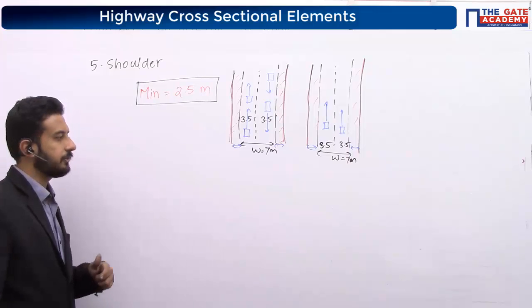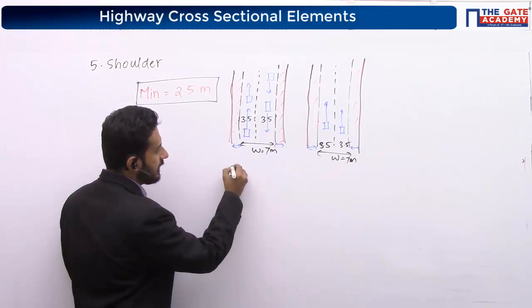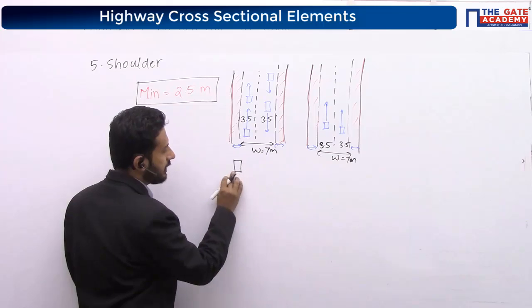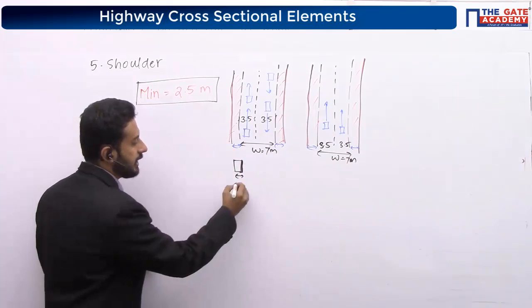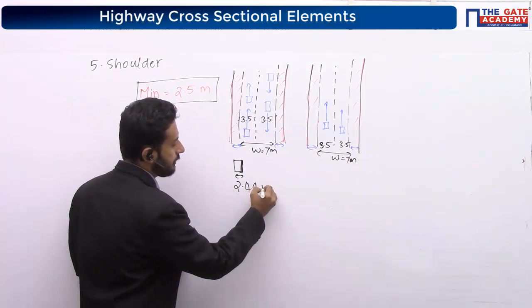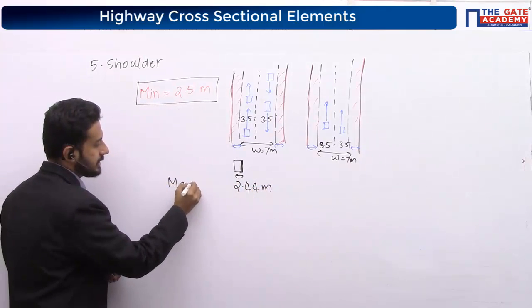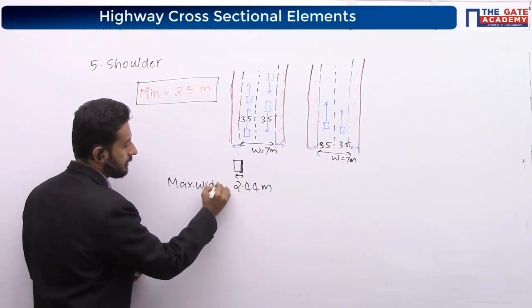Why is that 2.5? As per IRC, the maximum width of a vehicle is 2.44 meter. Maximum width of vehicle.